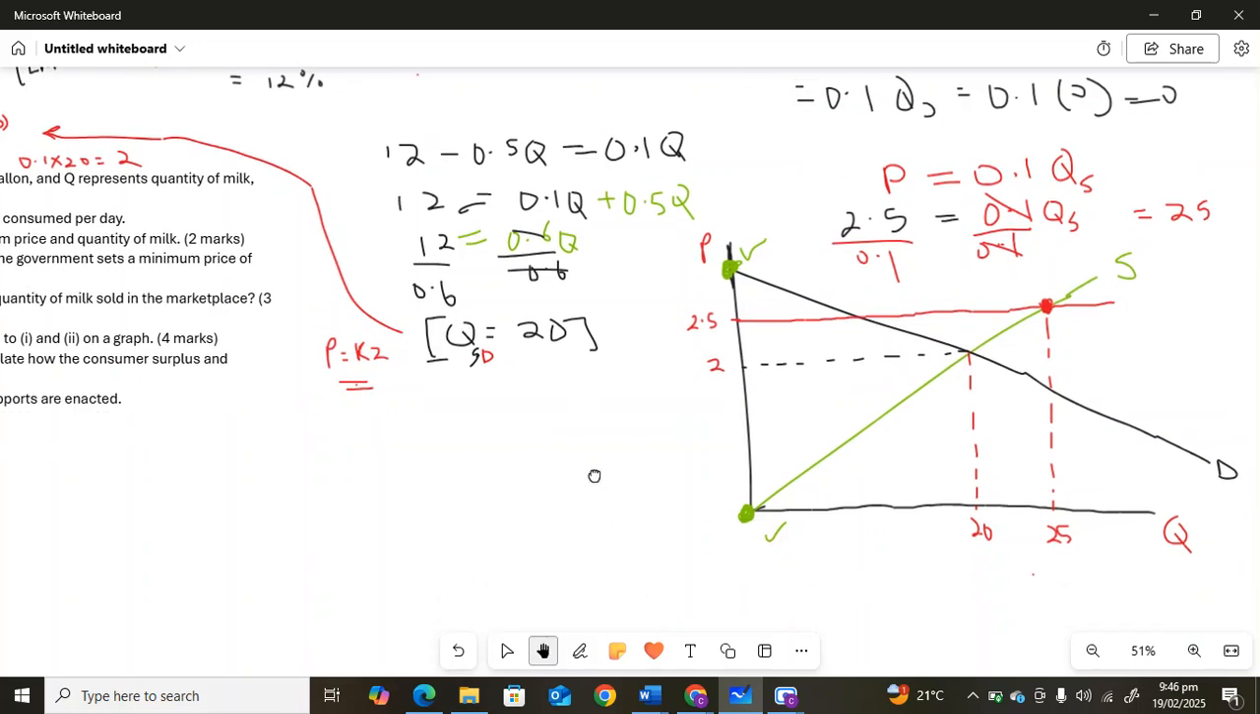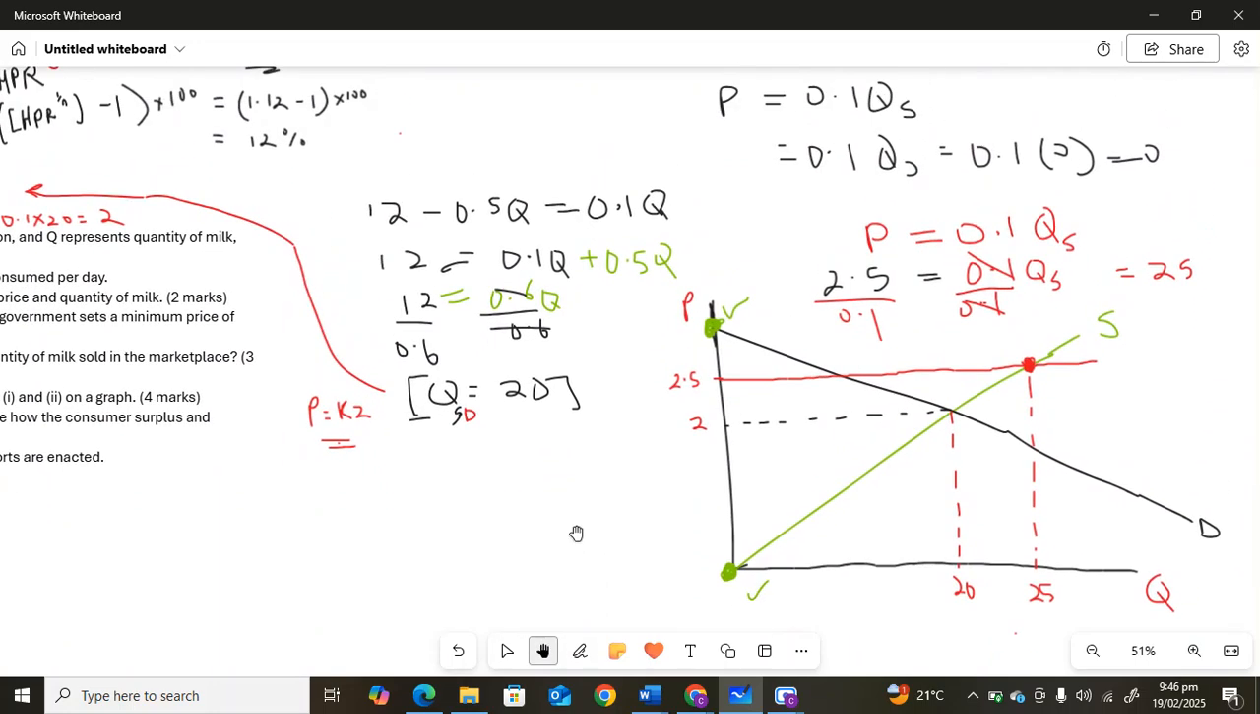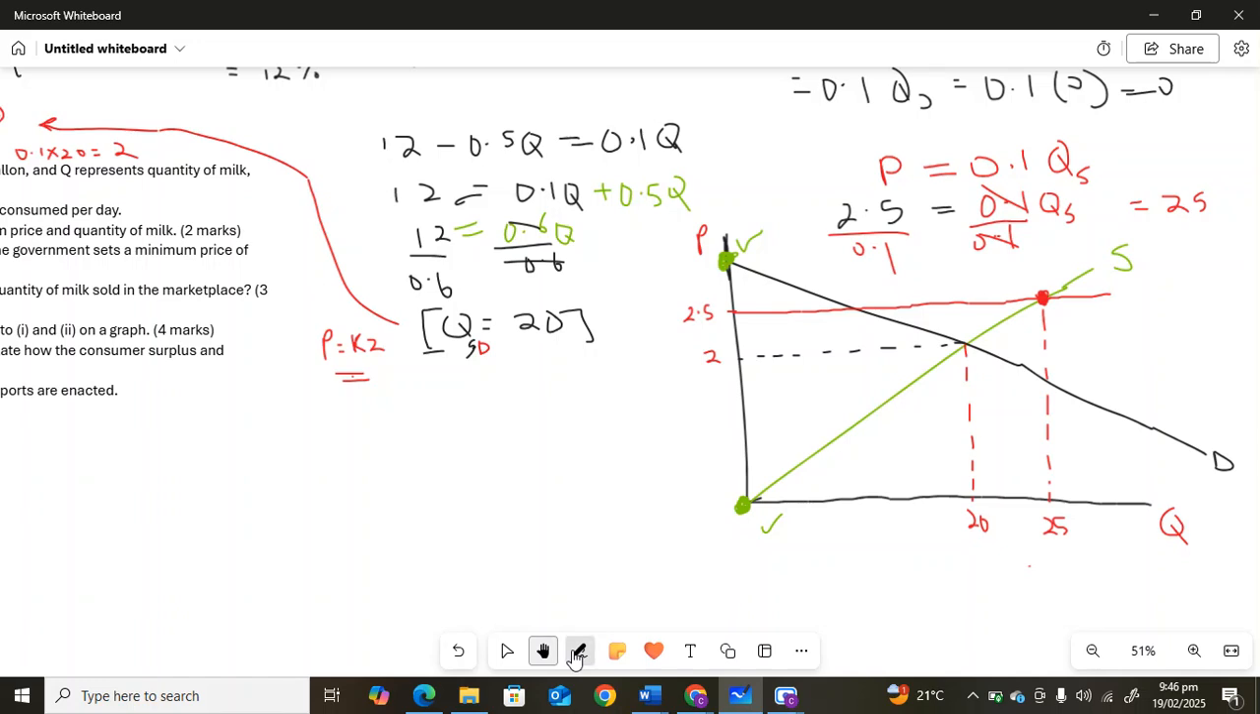So for those who can see the board, what I was calculating here is this bottom value here, 0. When quantity supplied is 0, the price is also 0. Because we need these values along the y-axis to enable us to calculate the consumer surplus and producer surplus, all right?